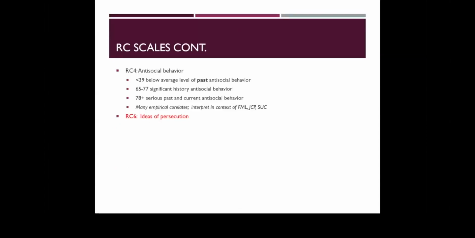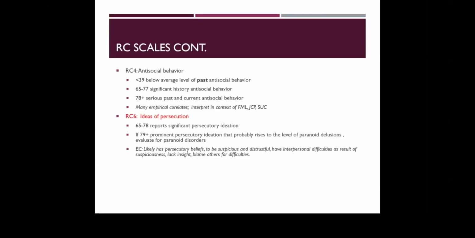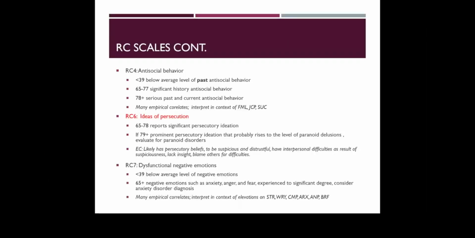RC6, I've highlighted in red, to remind myself that the scales that have critical content on these slides, I highlighted in red for you. So RC6 is one of the first scales that does have critical content. And again, this has been renamed from paranoia to ideas of persecution. So not interpretable in the low direction, but in the elevated direction, reporting significant persecutory ideation. Again, as higher, to the level of paranoid delusions. Empirical correlates, again, are listed there. Might not be any surprise what they generally are. Again, for the sake of time, I'm going to keep moving, though, instead of reading them. RC7 can be interpreted high and low.